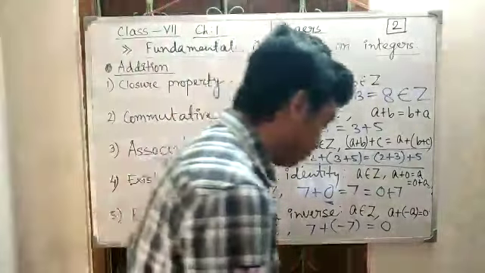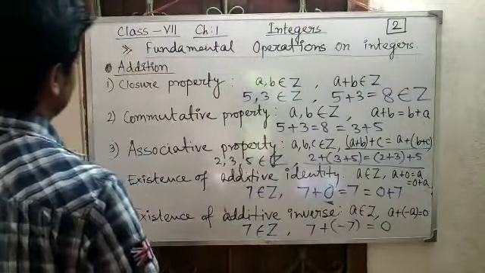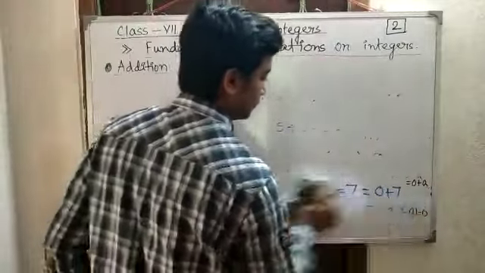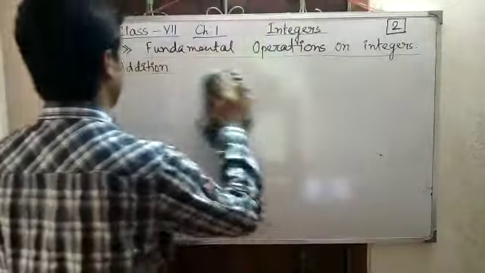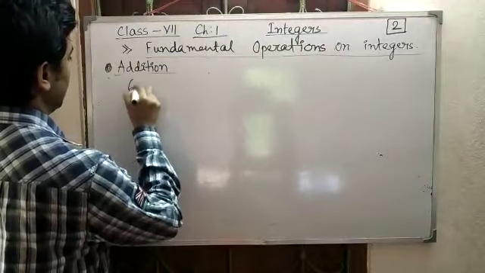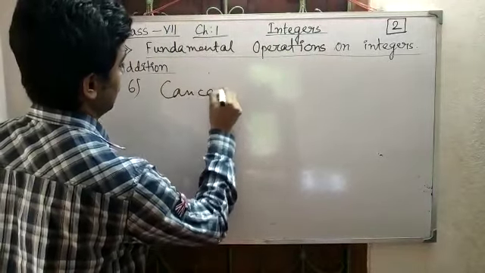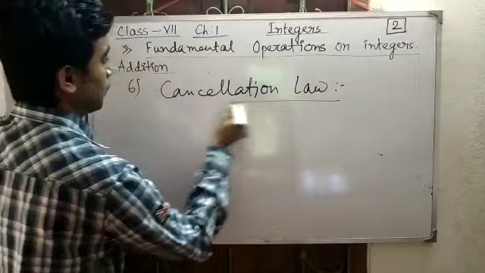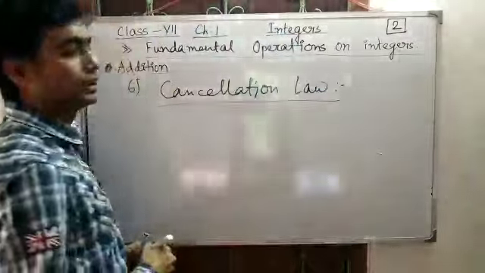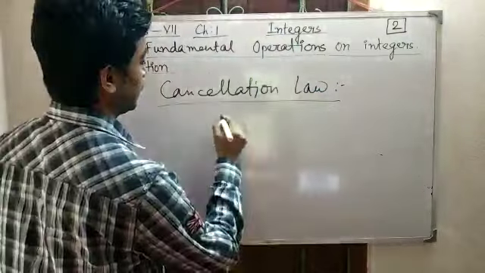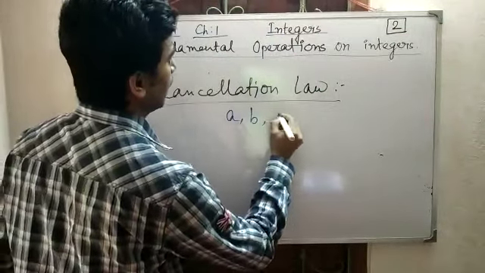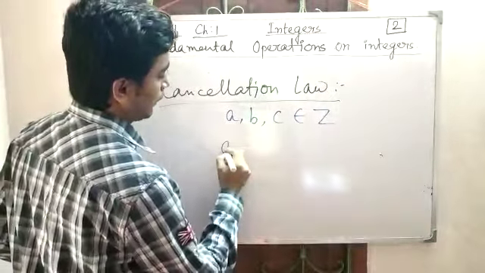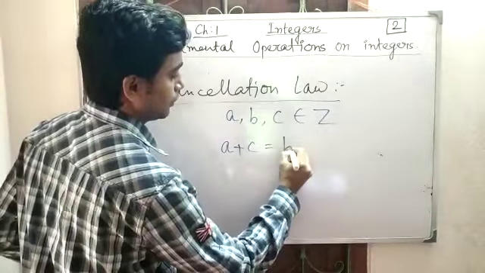Okay. And one more property is there, that is the cancellation law with respect to addition. What is cancellation law? Suppose you are taking 3 elements A, B and C, all are integers. Okay, and one condition is there: A plus C equals B plus C.